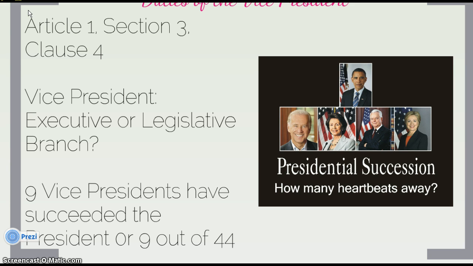Of those 9, Gerald Ford's the only one who became vice president because President Richard Nixon resigned the office of the president, and Richard Nixon was the only president to date to resign the office. So in the other 8 previous names I mentioned, they all became president because the president was either assassinated or actually died of natural causes in office. So 9 out of the 44 went on to become president.